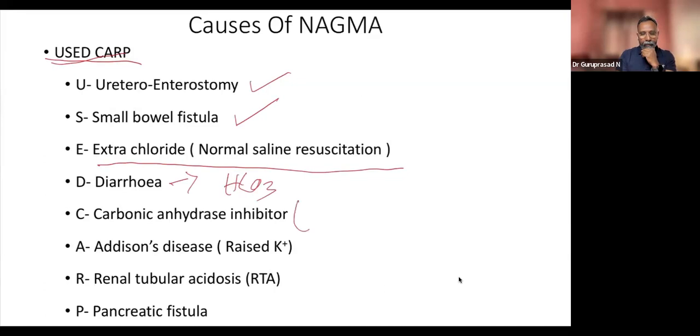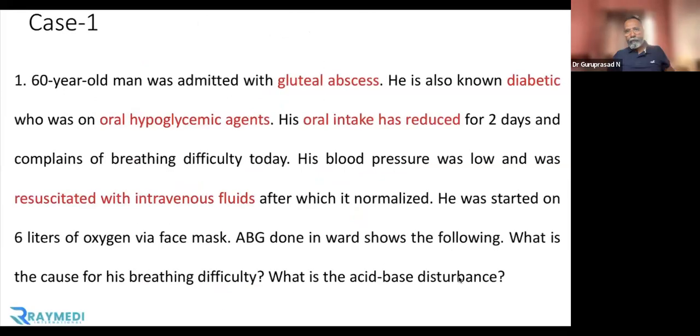If the patient is taking a carbonic anhydrase inhibitor like acetazolamide, then long-term use can cause NAGMA. Or Addison's disease, where the raised potassium will cause loss of acids in the urine, causing a negative urinary anion gap. Then renal tubular acidosis and pancreatic fistula. These are the causes for NAGMA. So now we will solve examples one by one so that you can understand.